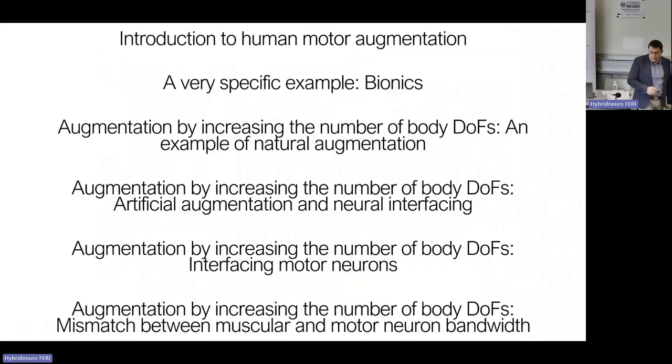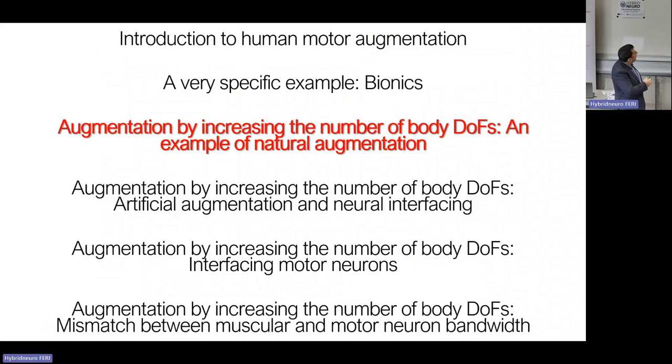It was a sort of introductory example because it's an interesting case. Let's now go on by looking at augmentation by increasing the number of degrees of freedom. The one that we have discussed so far in bionics is an augmentation that relates to power, for example, because you can make a robotic hand stronger, or velocity, you can make a robotic hand faster. Now, one of the areas of augmentation that has attracted most interest from the research point of view is increasing the number of degrees of freedom, so making the body an extended body. For example, having a third arm, or a sixth finger, or four legs.